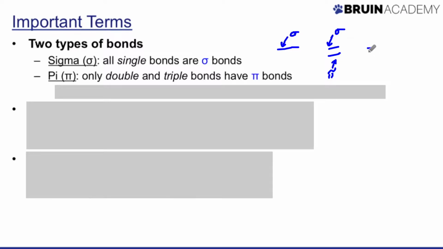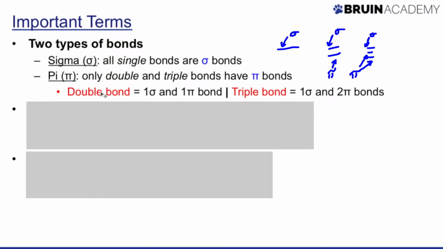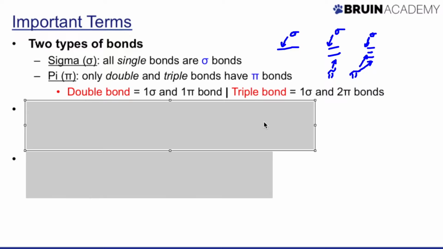And if you have a triple bond, which is the shortest, one of them is going to be sigma, and then the other two are going to be pi bonds. And so this sort of summarizes that. A double bond has one sigma, one pi, triple bond has one sigma, and two pi bonds.